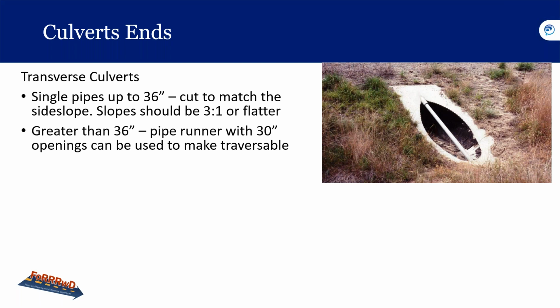But the full-scale crash tests have shown that even at low speeds, vehicles can traverse openings up to 30 inches between pipes on side slopes up to 3-to-1. Single pipes up to the 36 inches can simply be cut to match the side slope. Grading beyond the pipe is also very important and should be made traversable.